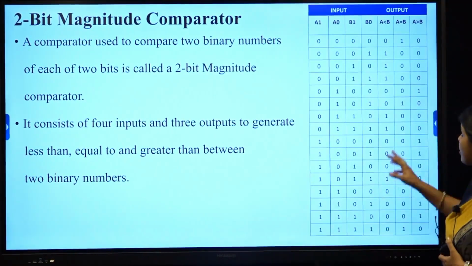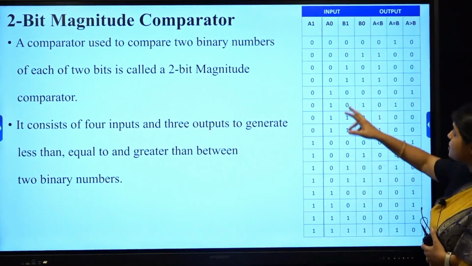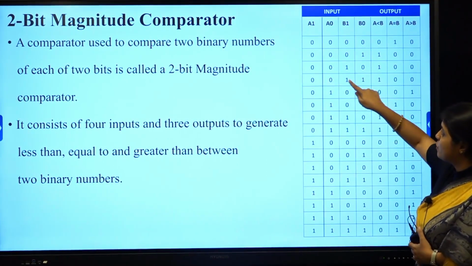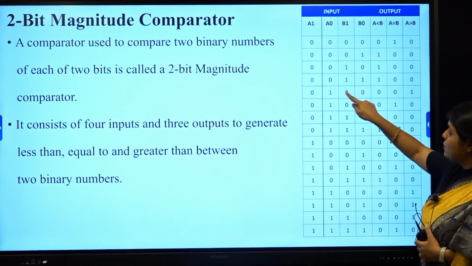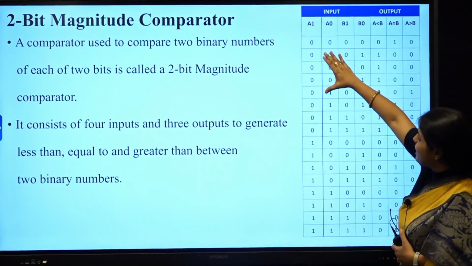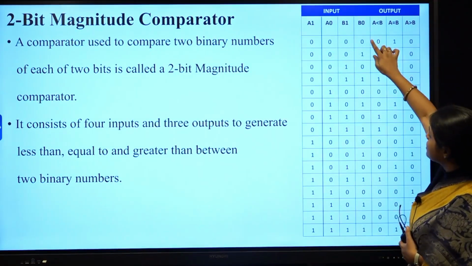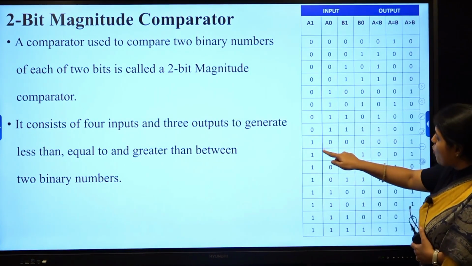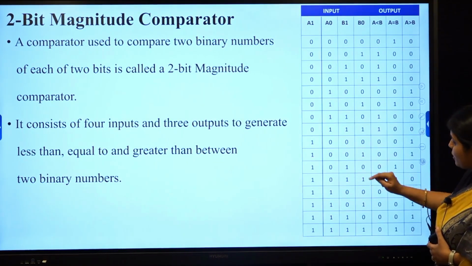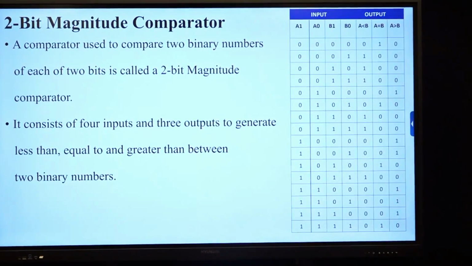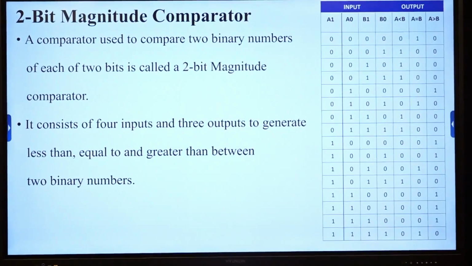Now I have 16 different combinations: 0 0 with 0 0, 0 0 with 0 1, 0 0 with 1 0, 0 0 with 1 1, and then 0 1 with 0 0. I'll take the 0 0 combination in input A and all 4 combinations in B, then 0 1 in A and all 4 combinations in B, 1 0 in A with all 4 combinations, and 1 1 in A with all 4 combinations. This way we will cover all possible combinations.